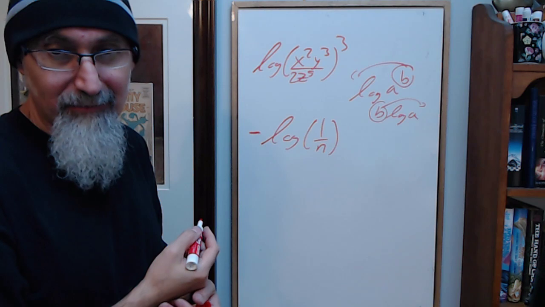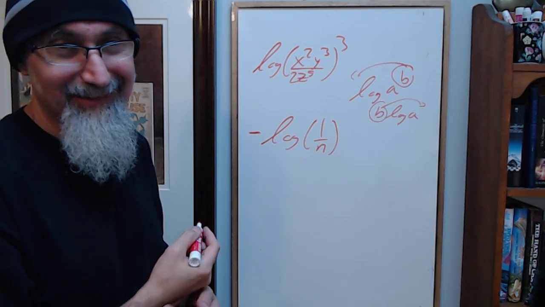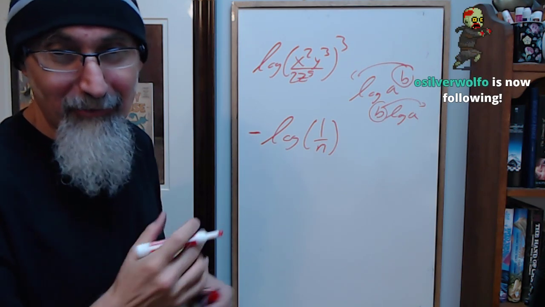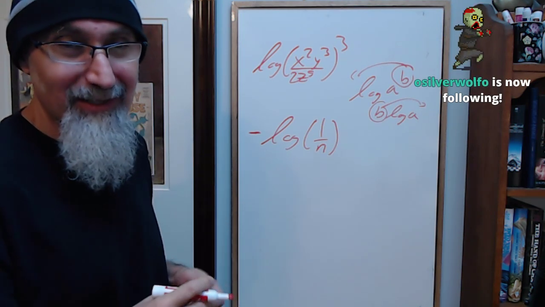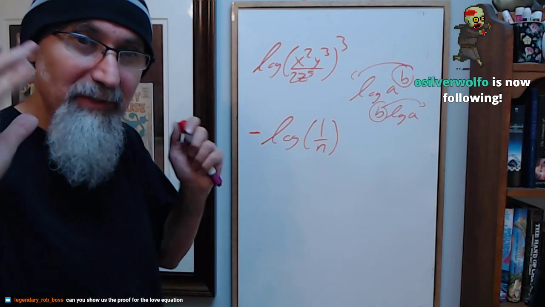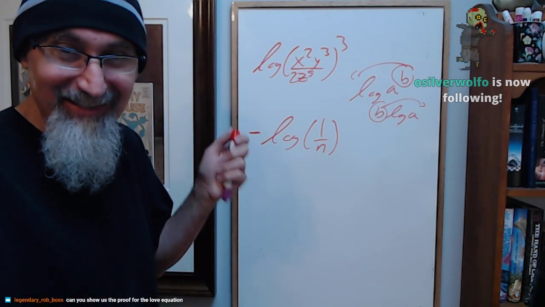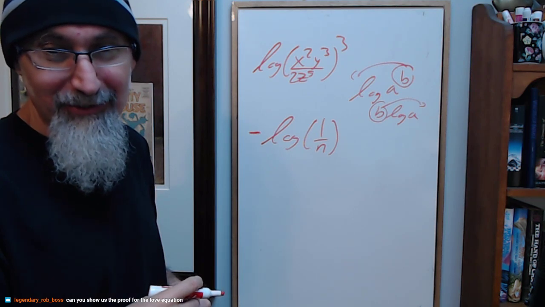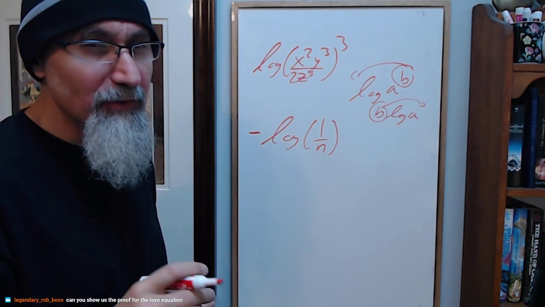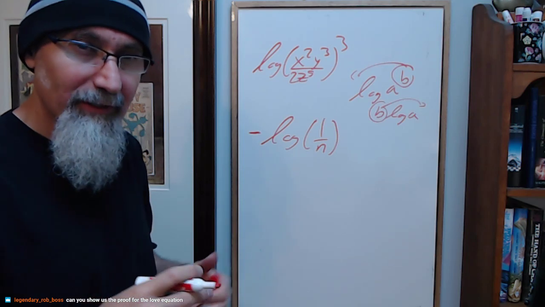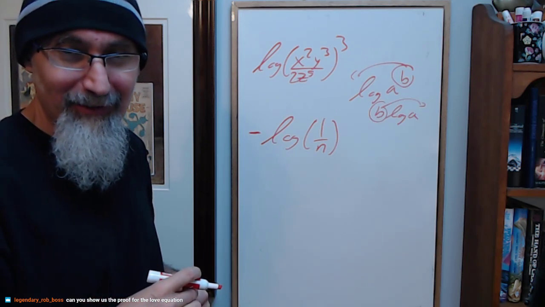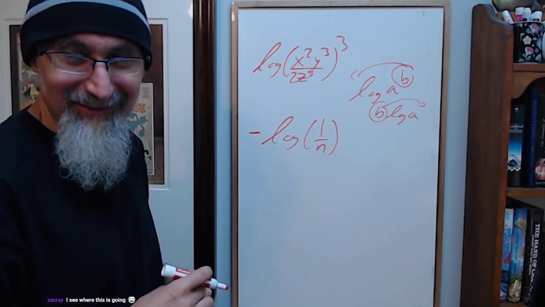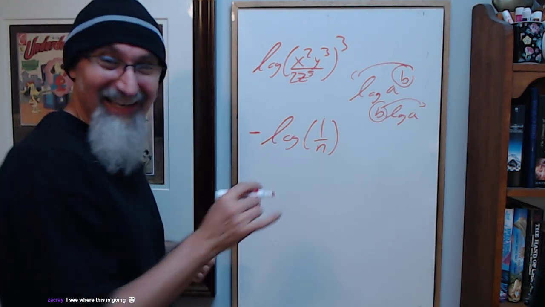Is there romance in mathematics? Yes, yes. There's so much romance. By the way, hi, legendary Rob Boss. There's so much romance in mathematics that it drives people insane, literally, right? Can you show us the proof for the love equation? No. I don't know if there's one equation. I think it's more than that. Oh my God, math tutorial. I found the dark side of Twitch. See where this is going, right? Yeah, you see where it's going?